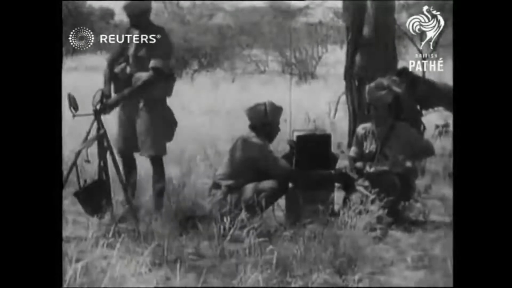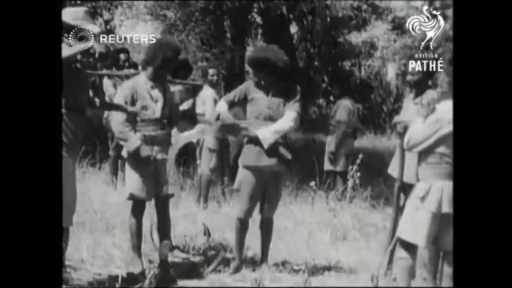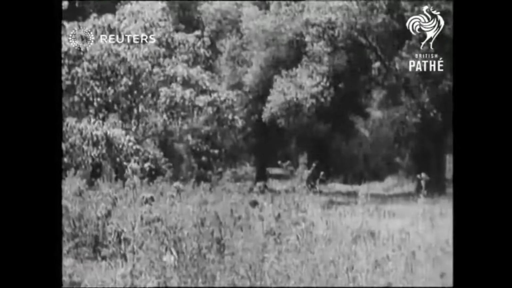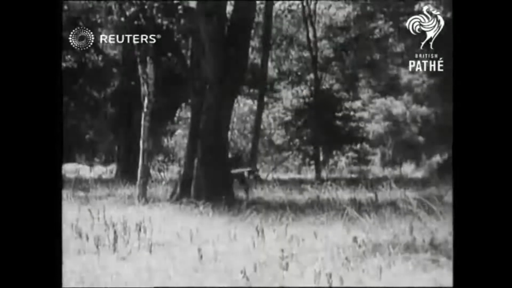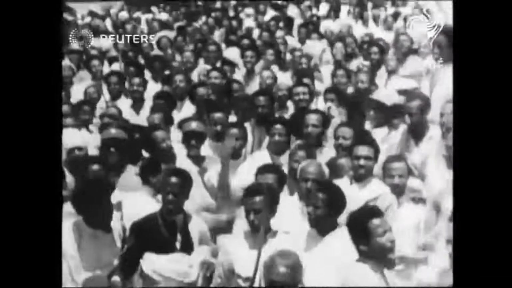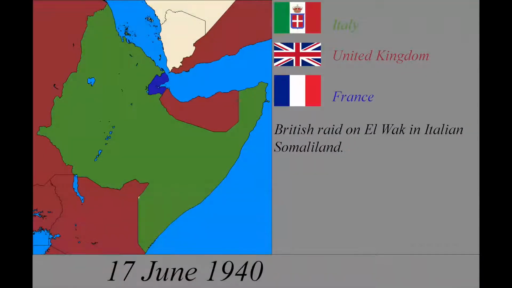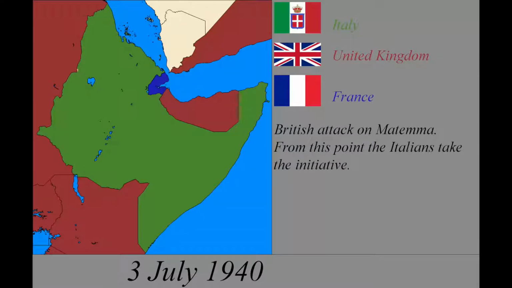Wavell planned for Platt to advance southward from Sudan through Eritrea and into Ethiopia, and for Cunningham to advance northwards from Kenya through Italian Somaliland and into Ethiopia. While Platt advanced from the north and Cunningham from the south, Wavell planned for a third force to be landed in British Somaliland in an amphibious assault, and then to retake that colony prior to advancing into Ethiopia. According to the plan, all three forces were to ultimately join at the capital of Italian East Africa, Addis Ababa.